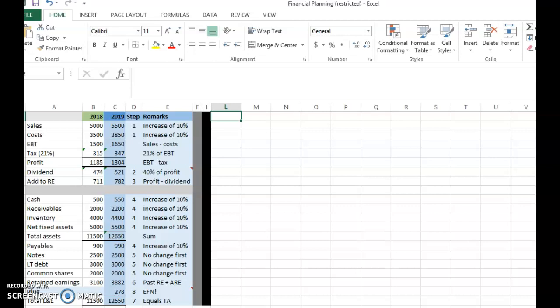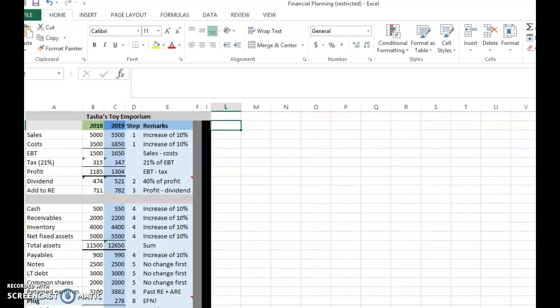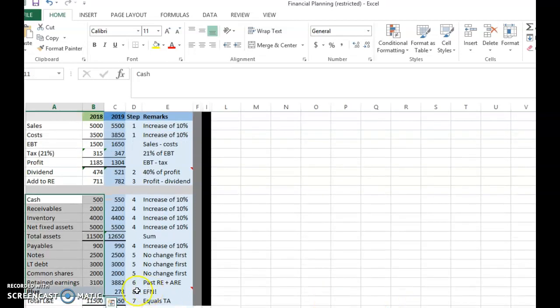Alright, so we have this here. Tasha Toy Emporium, we can see it here. Now this is the income statement, and this is the balance sheet. You can't see the last line, so let me just bring it up here. Okay, you can see the last line here, total liabilities and equity. So how do we go about forecasting the pro forma statement for the year 2019, next year, using the percentage of sales method?